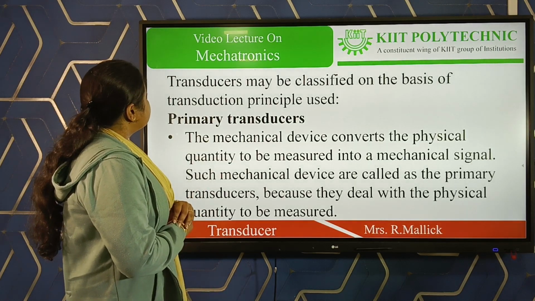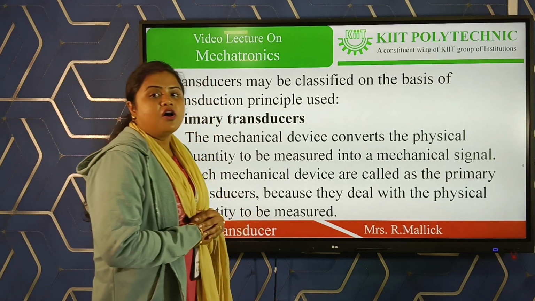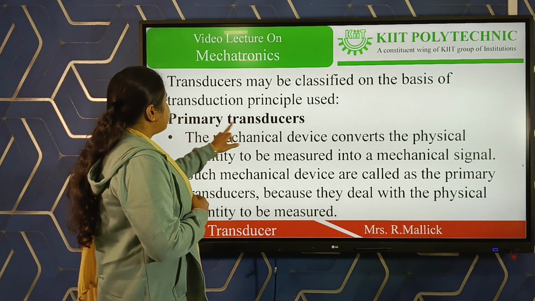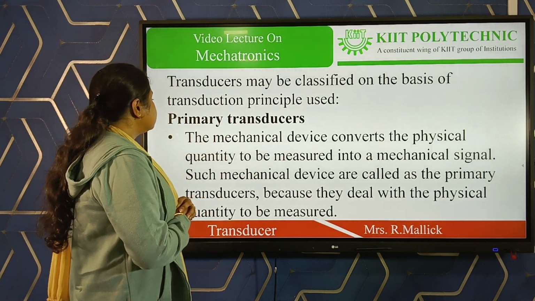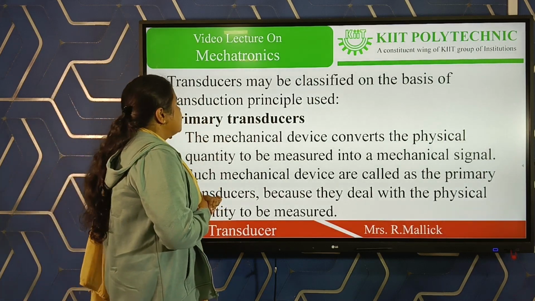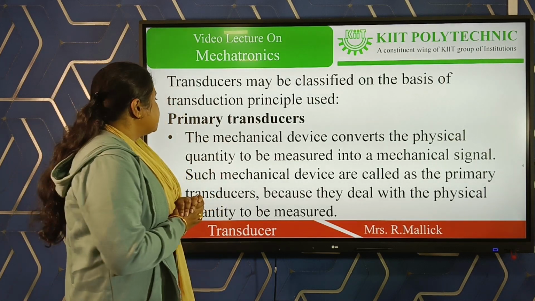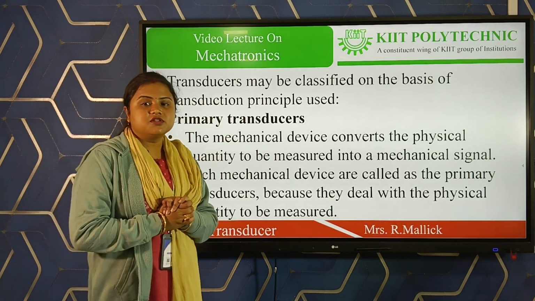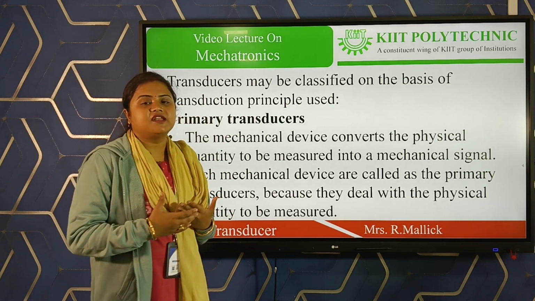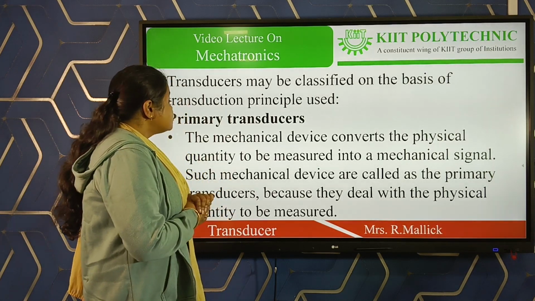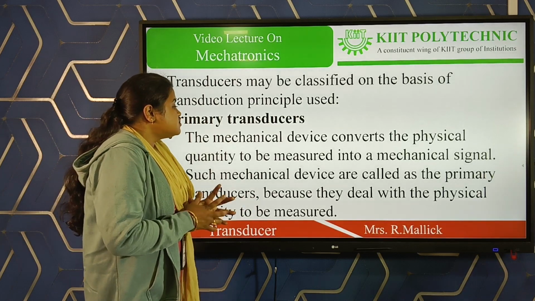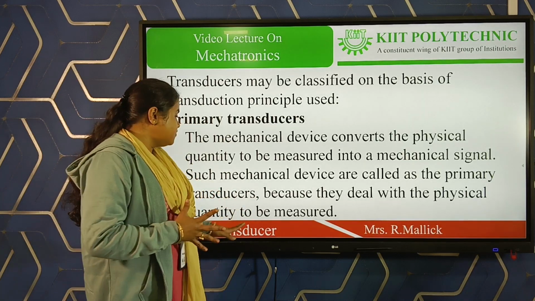Transistor is also classified on the basis of transduction principle used. One is primary transducer, another is secondary transducer. Then what is primary transducer? A primary transducer is a mechanical device which converts the physical quantity to be measured into a mechanical signal. Such mechanical devices are called primary transducers because they deal with the physical quantity to be measured.